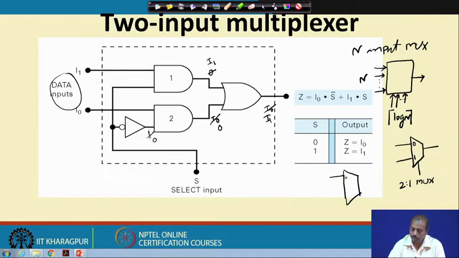Now, if it is a 4:1 multiplexer, the corresponding symbol is something like this. It will have 4 data input lines, 2 select input lines and 1 output. Again the same thing: if the select lines are 0 0, this input is selected, so we write 0 0 here. If select lines are 0 1, this input is selected. If it is 1 0, this input is selected, and if it is 1 1, this input is selected. This way we represent 4 input multiplexers in this form. We will see them in detail.